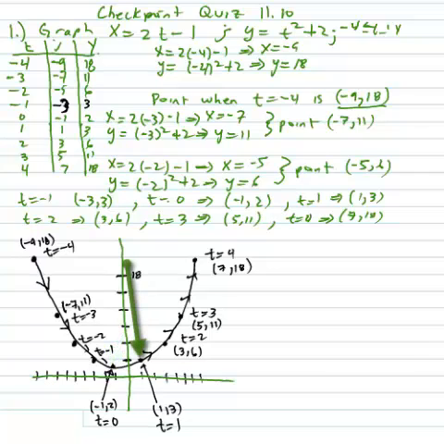Then increment to t equals 1, and the corresponding point would be (1, 3). t gets incremented up to 2, and the corresponding point is (3, 6). Increment t to 3, and the corresponding point is (5, 11). And then finally t equals 4, and the corresponding point is (7, 18).